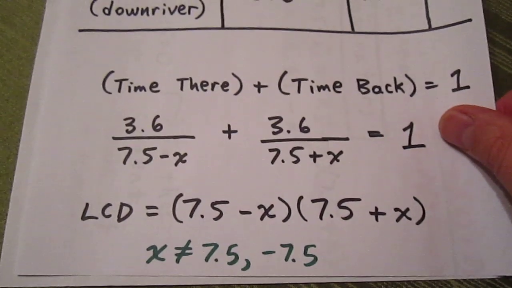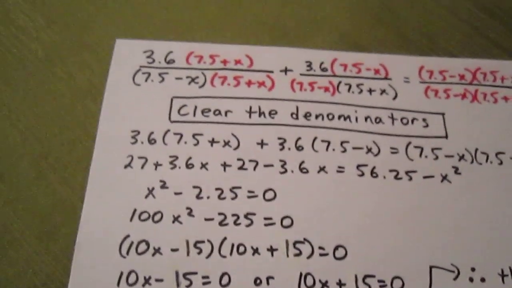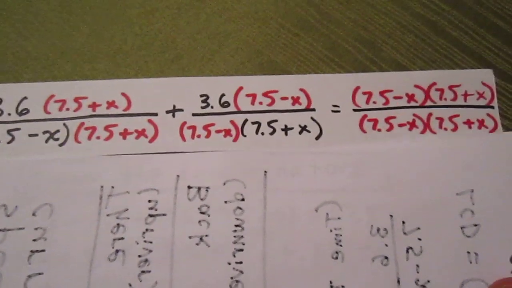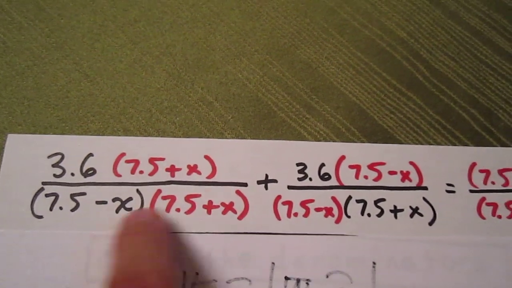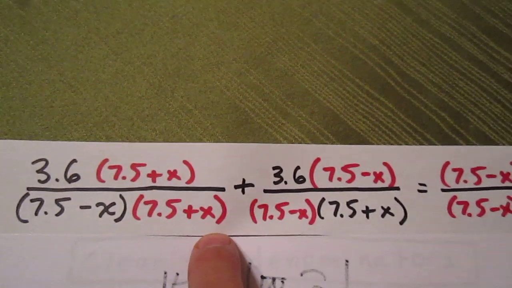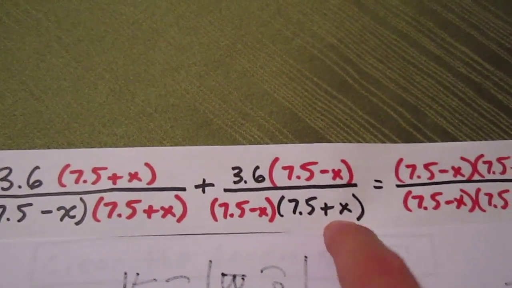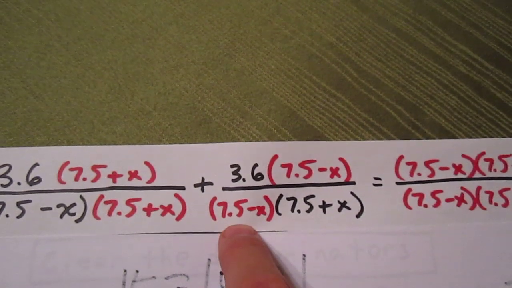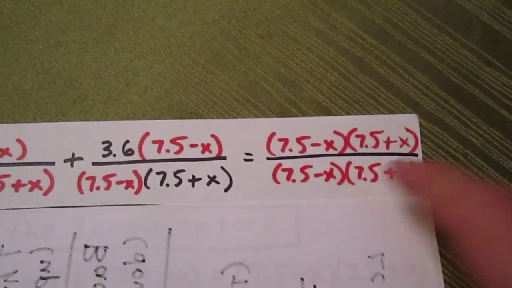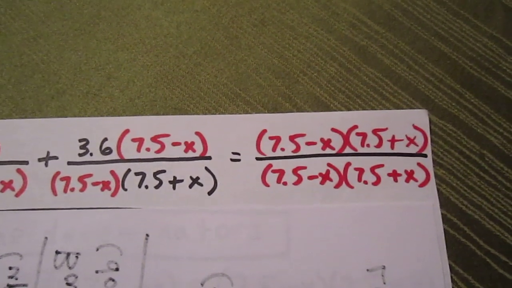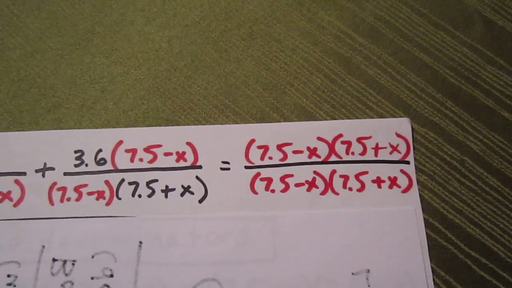So with our lowest common denominator in place, we can then restate our original equation in terms of that lowest common denominator. 3.6 over 7.5 minus x, multiply both numerator and denominator by 7.5 plus x. Plus 3.6 over 7.5 plus x, multiply both numerator and denominator by 7.5 minus x. Equals 1, which is the same as 1 over 1. So multiply both numerator and denominator by 7.5 minus x over 7.5 plus x.